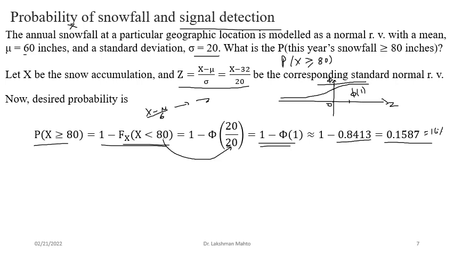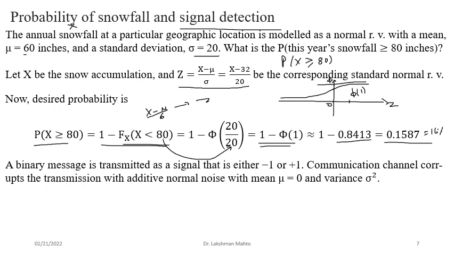Okay. So I will now talk about the next problem, which is signal detection. There is a communication system in which a binary message is transmitted. The sender is sending a signal of either minus 1 or 1, and the communication channel is corrupted with additive noise. The noise is normally distributed with mean 0 and variance sigma square. Apart from that, we don't know much.